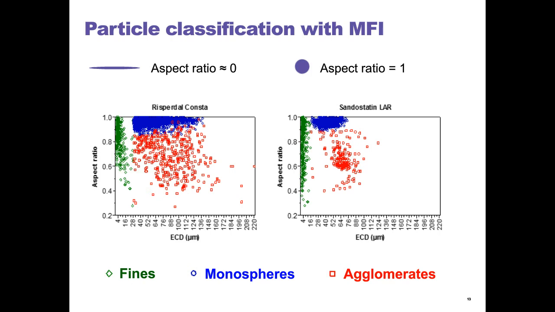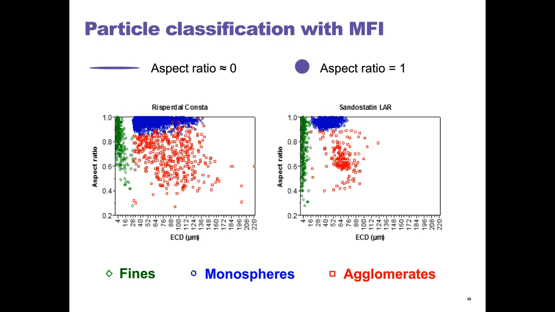Based on aspect ratios and ECD, all particles can be classified into 3 different populations, namely fines, monospheres and agglomerates. We define fines as particles smaller than 28 micron in case of Risperdal Consta and smaller than 16 micron in case of Sandostatin LAR. Monospheres appear to be close to spherical with aspect ratios above 0.85 for Risperdal Consta and above 0.89 for Sandostatin LAR, whereas agglomerates consisted of multiple spheres resulting in lower aspect ratios.